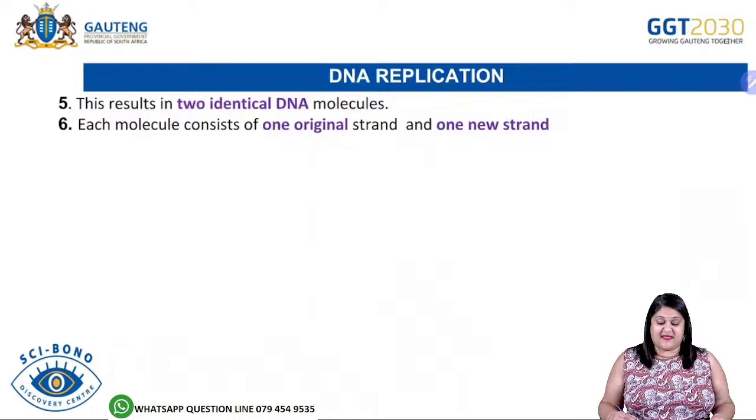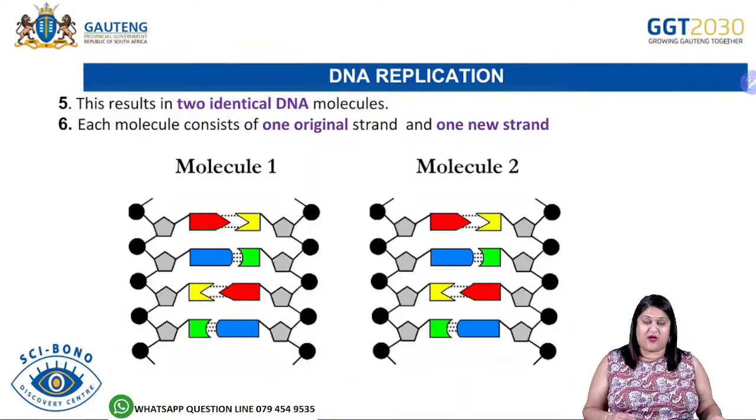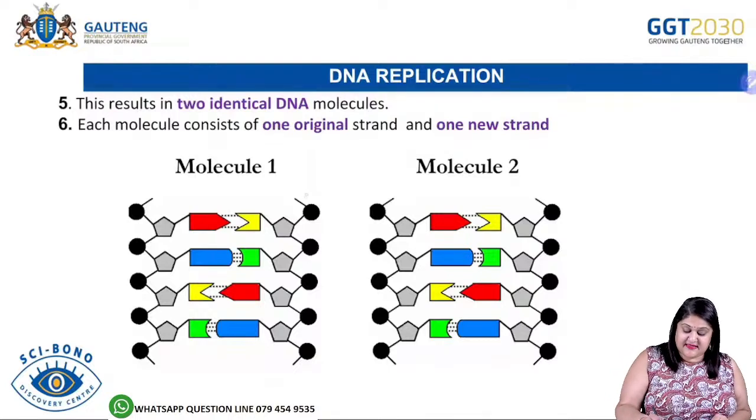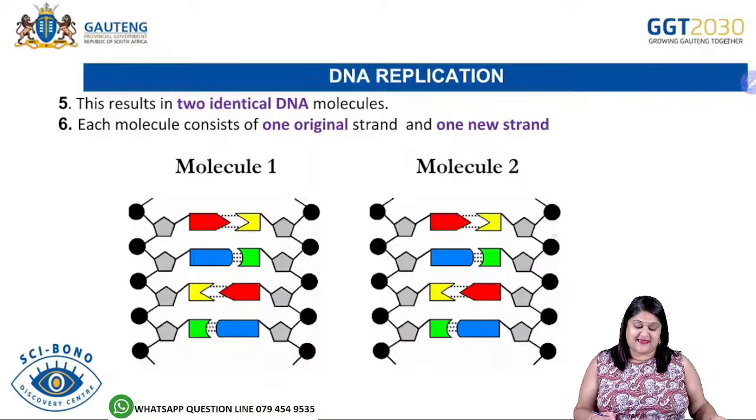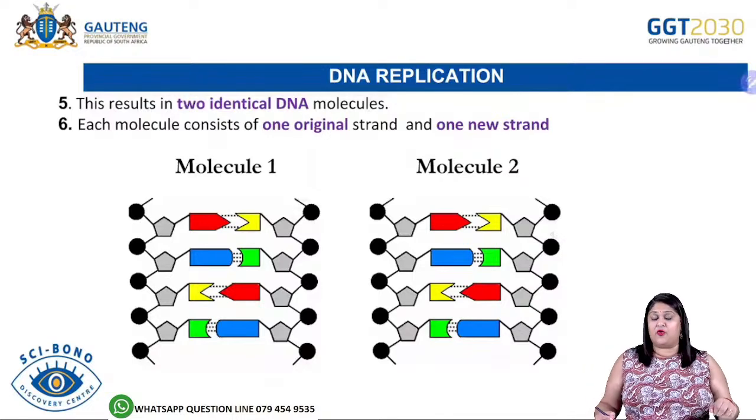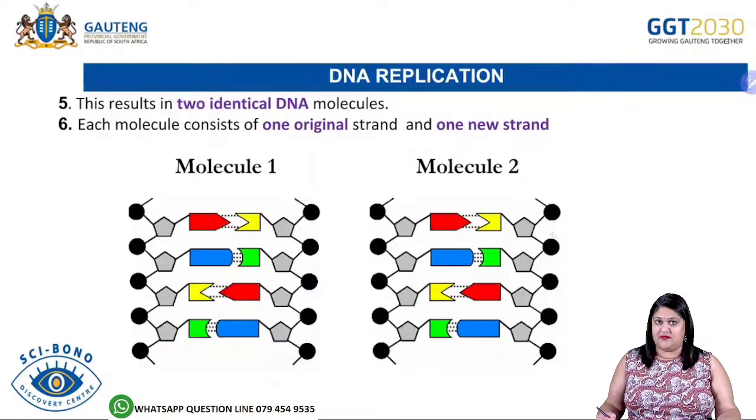This results in 2 identical DNA molecules. Each molecule consists of 1 original strand and 1 new strand. So you can see here, this is molecule 1 and this is molecule 2, and you can see that they are identical. How do we see that? Because of the arrangement and the sequence of the nitrogenous bases. Okay, that's what you need to understand.